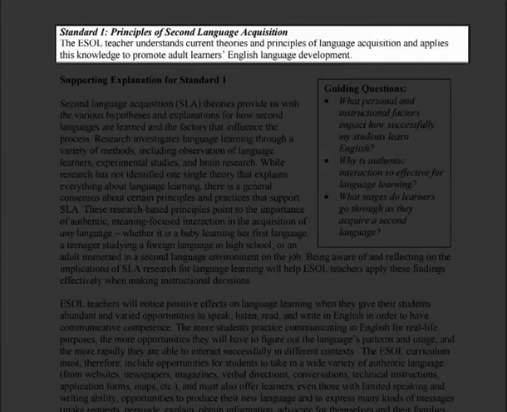Please pause this presentation and read the standard statement for Principles of Second Language Acquisition and take note of what it says the teacher knows and what she does.